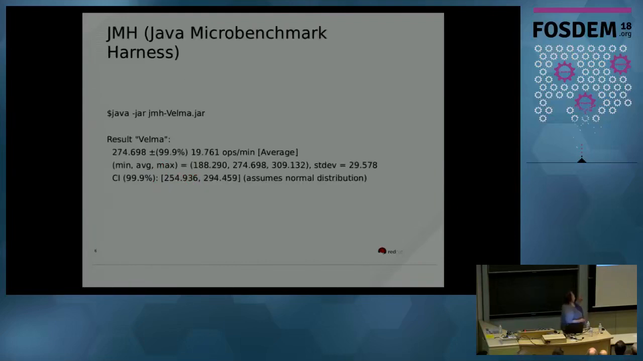Use the micro benchmark harness. Here I just ran, again, I'm naming my program silly things, but if you use JMH, you can get a much better metric. You can say, with 99.9% certainty that it's going to be between 254 and 294, in ops per minute. So you get a confidence interval, and this is something you really can use to compare 2 garbage collectors. It's something that's repeatable and reasonable to use as a metric.